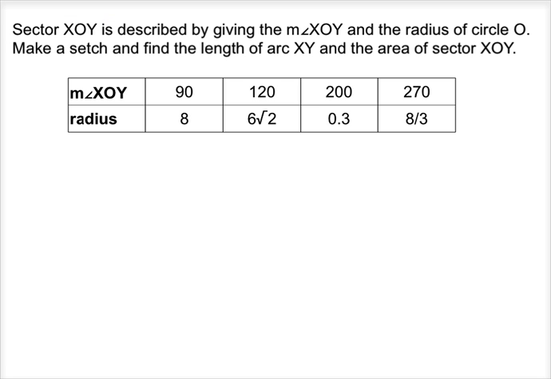So here's our first problem. Sector XOY is described by giving the measurement of angle XOY and the radius of circle O. Make a sketch and find the length of arc XY and the area of sector XOY. Making myself some pictures here is going to be really helpful. So here's going to be my first problem.